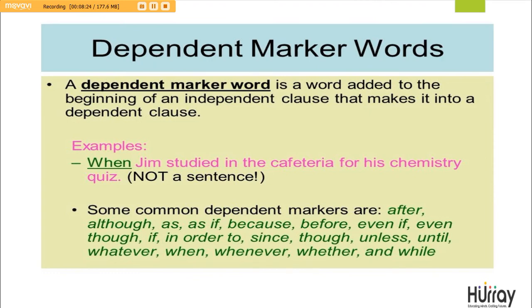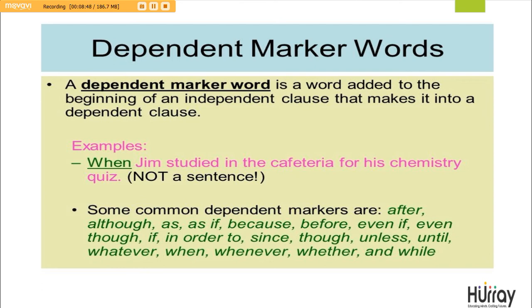Now, what are dependent marker words? How do you identify them? A dependent marker word is a word added to the beginning of an independent clause that makes it into a dependent clause. For example, "When Jim studied in the cafeteria for his chemistry quiz." This is an incomplete sentence, it's more of a phrase.